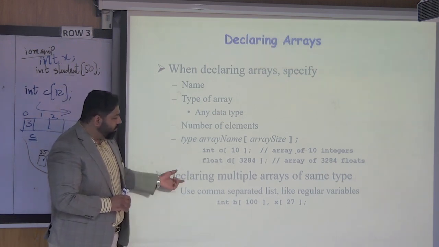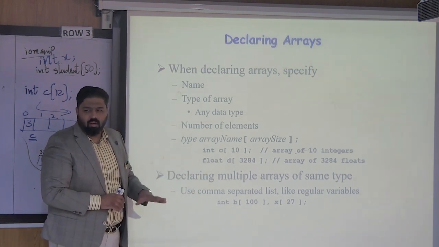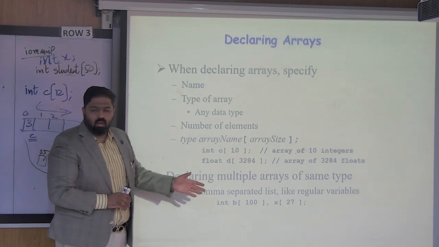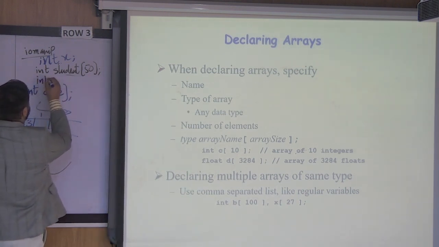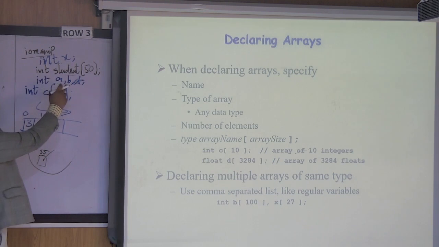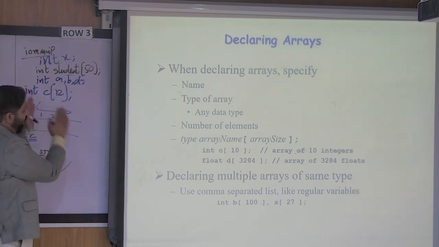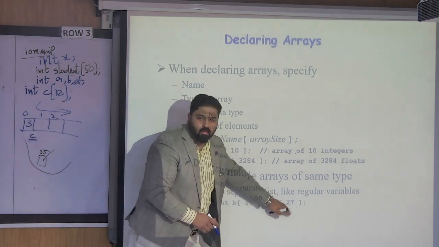So, if you want to declare more than one array of similar data type, just like for integers we write int a, b, c, using a comma separated list. Likewise, arrays can be created. Int b of 100, x of 27.